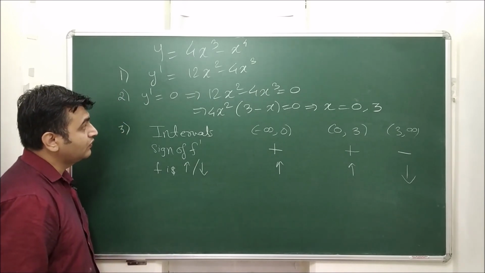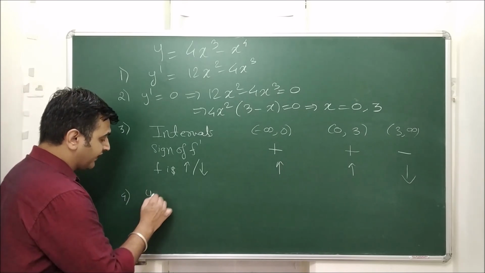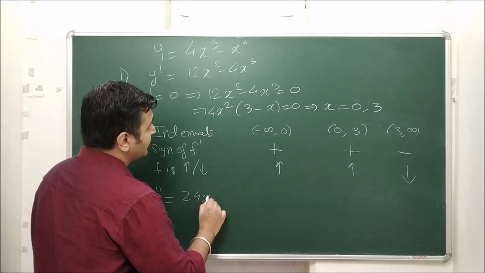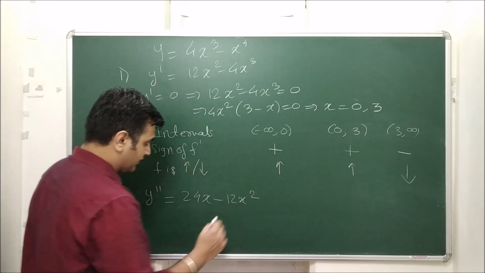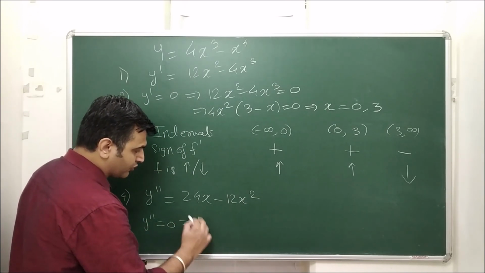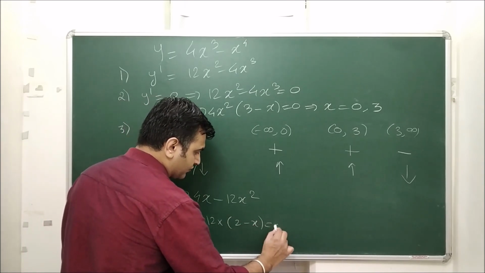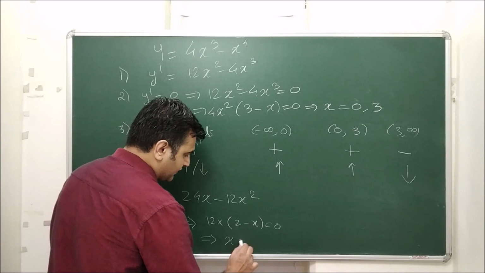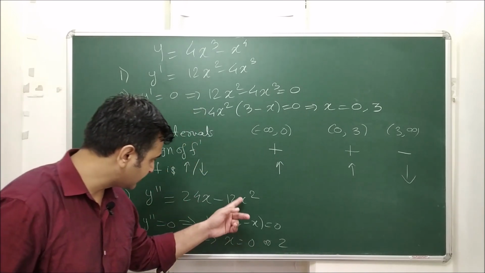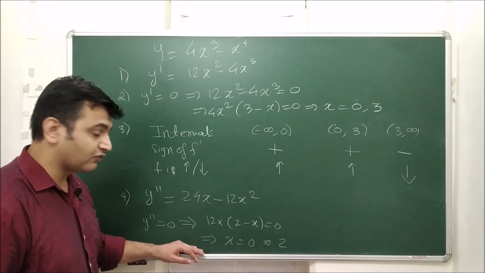Okay, now once you have this, what is the fourth step? You find y double dash. What is my y double dash? It will be 24x minus 12x square. Now again you equate it to 0. So y double dash equal to 0 implies what? You can take out 12x common. You have 2 minus x equal to 0. So this implies x equal to 0 or 2. I hope my calculations are correct. Yeah, okay, that's good. So this is what we have.